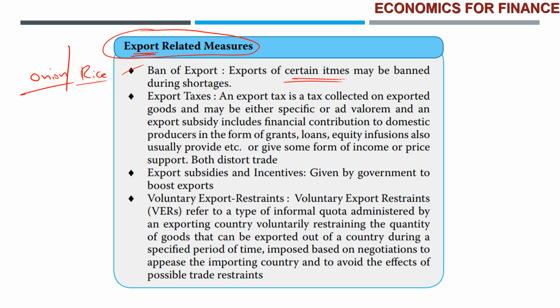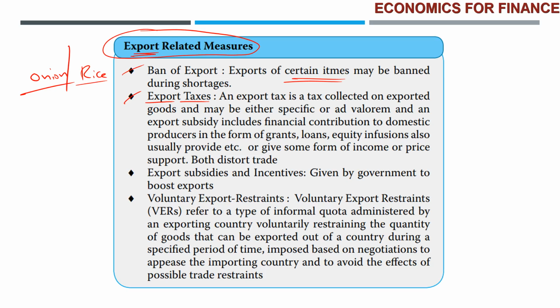Like that, this onion ban, it is like a joke. It happens every now and then. One month it is there, one month it is not there. Like that, government will sometimes ban the exports whenever within the country there is a shortage. Natural, that is. Another export related measure could be export taxes.